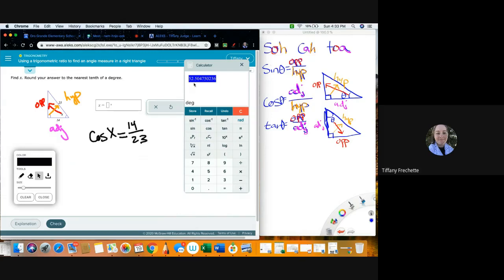So now I know that my angle is 52.50475, but they only want us to round to a tenth. So we look at the number right past the tenth. It's 0, so that's 4 or smaller. I'm going to leave it at 52.5.